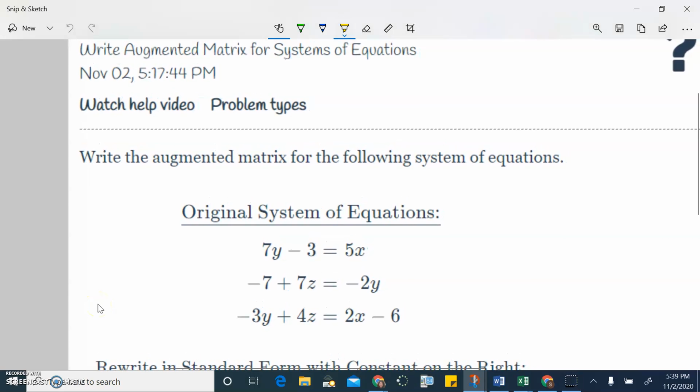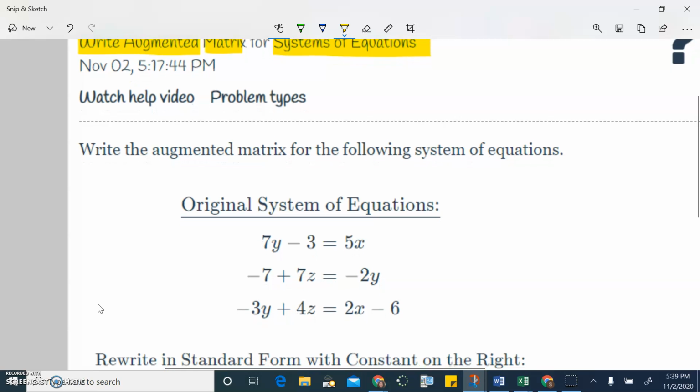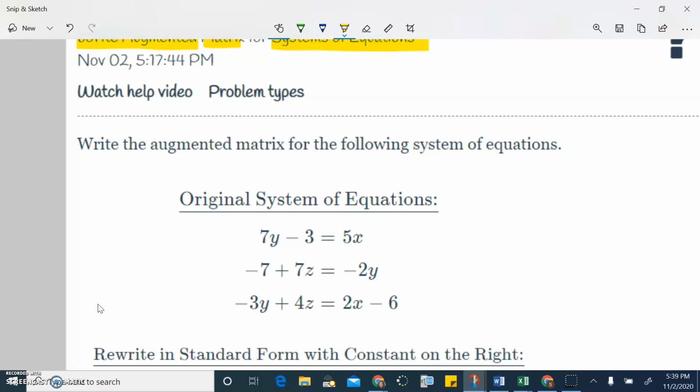We are going to talk about how to write an augmented matrix so that eventually we can use it to solve a system of equations. But we don't even have to solve it right now. We just need to write the matrix. The trick with an augmented matrix is we want all of the stuff in the right spot, and then we just look at the numbers.